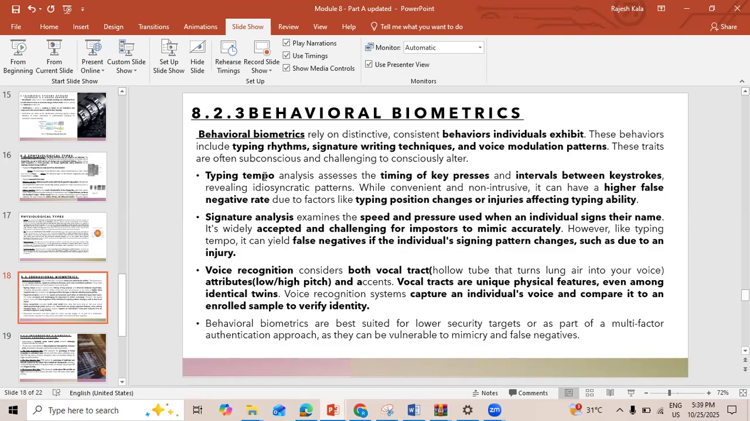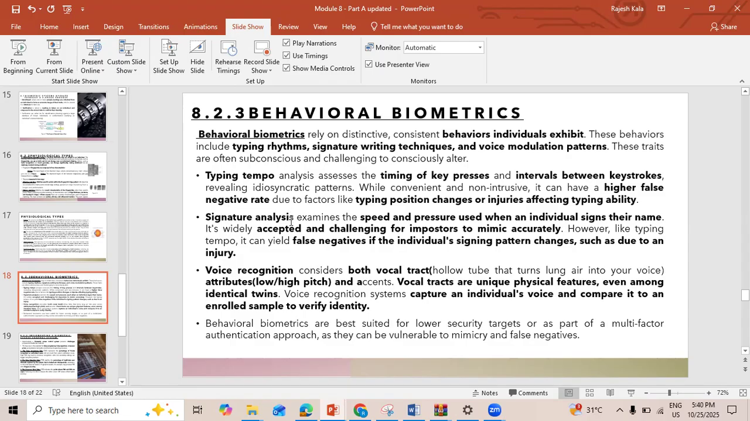This typing tempo also has a high false negative rate. That means this will change. Say if you have some injury, you cannot type as usual. At that time the system will not accept you, because of the injury in the finger the typing tempo will be different. So this will not accept you.